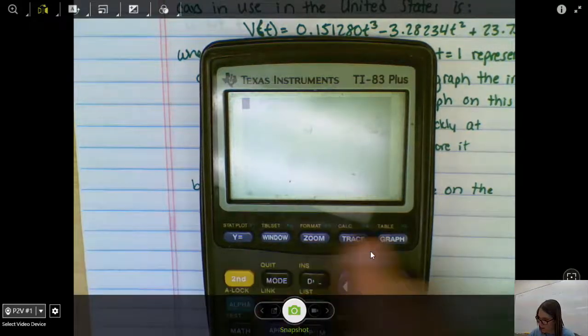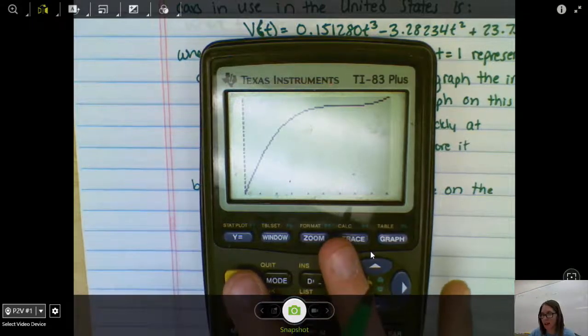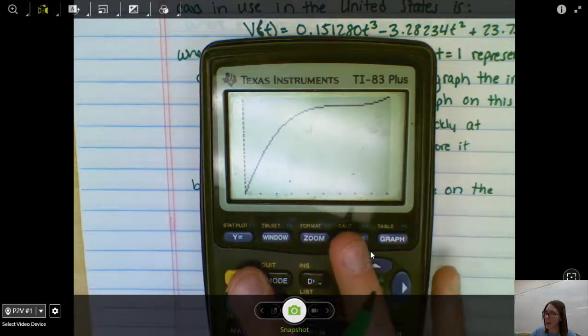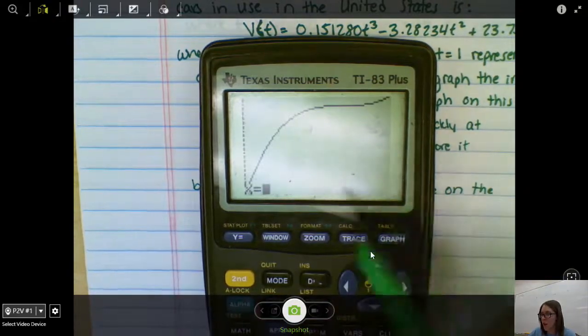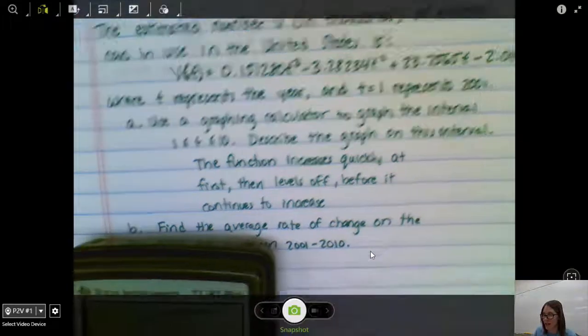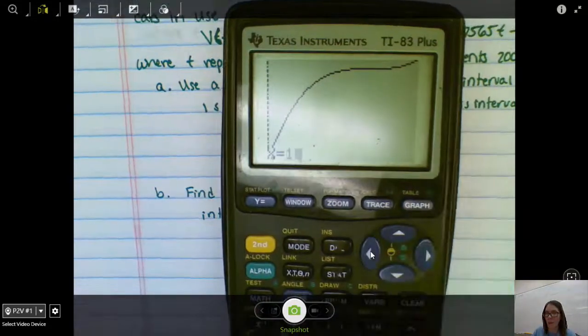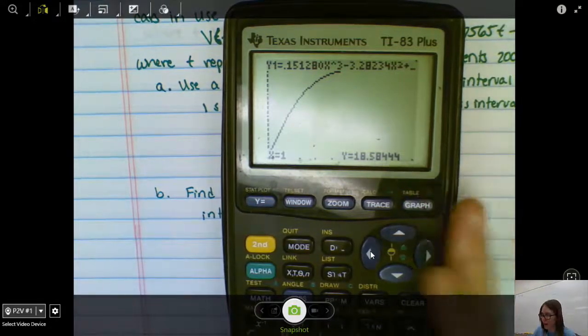Oops. But in that case, as you just saw, when I tried putting in 2001, it isn't actually on my graph. On my interval though, remember we said the year 1 represents the year 2001. So what I really needed to do was have a 1 here. I'll have to round here too, but 18.58.